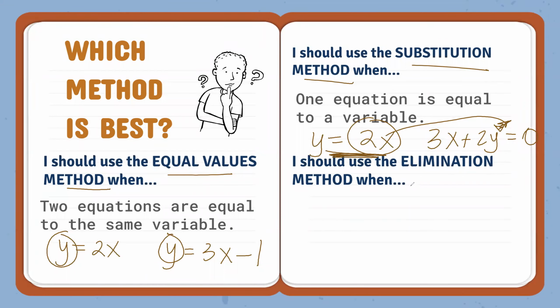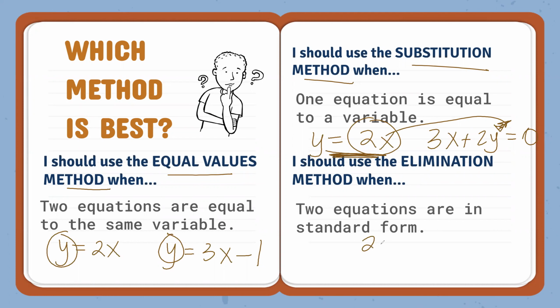I should use the elimination method when two equations are in standard form. So for example, if you have 2x plus 2y is equal to 8 and 4x minus 2y is equal to 7. This is when you would want to use elimination, when you can make opposites and add the two equations together to eliminate a variable.